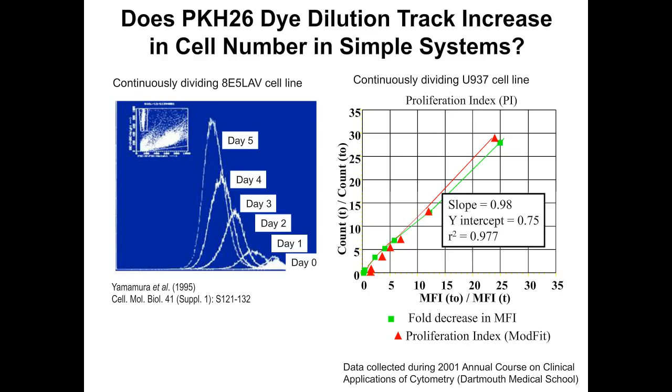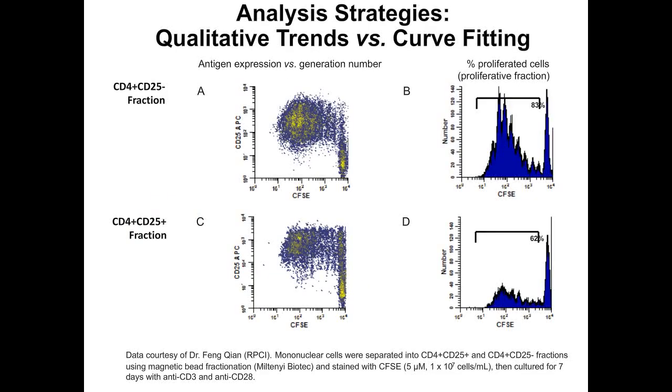What you can see here is basically whether we look at the decrease in MFI in green, or a calculated metric called the proliferation index, we have a slope of 0.98, and basically a pretty good correlation. So if we go way out to where the count is at basically 30-fold, we're getting a decrease in fluorescence intensity of about 25-fold. So a fairly good relationship there.